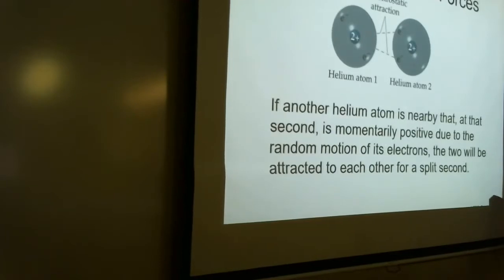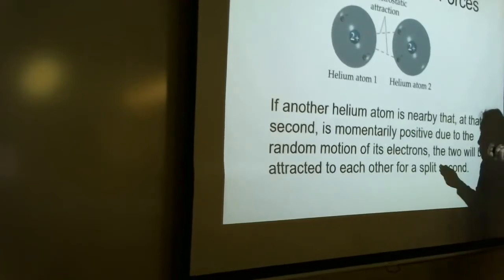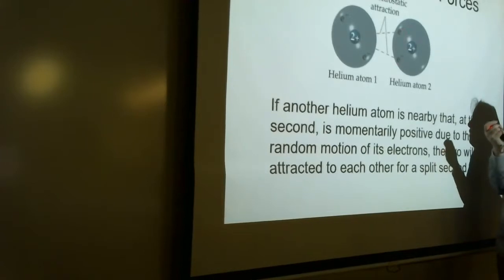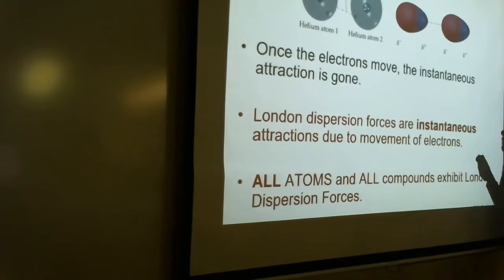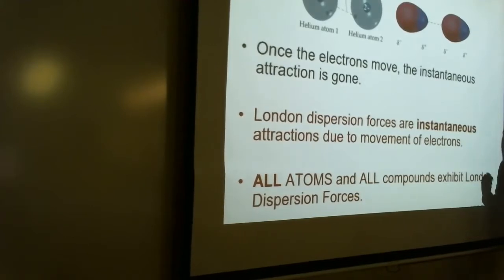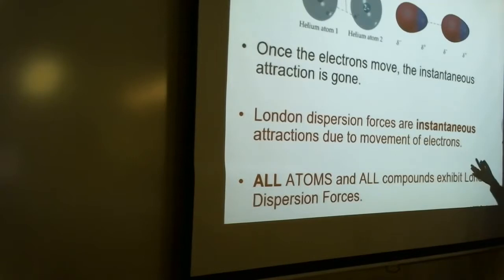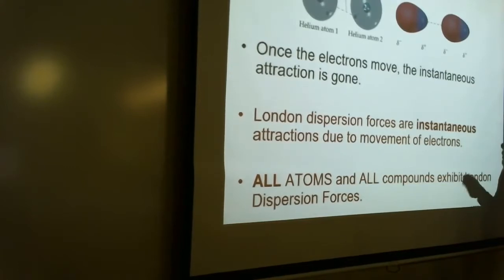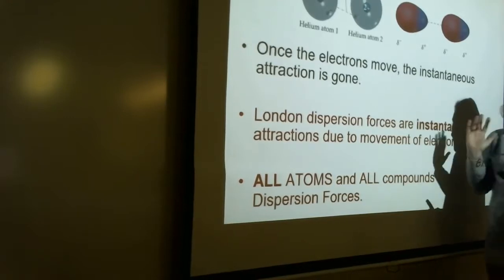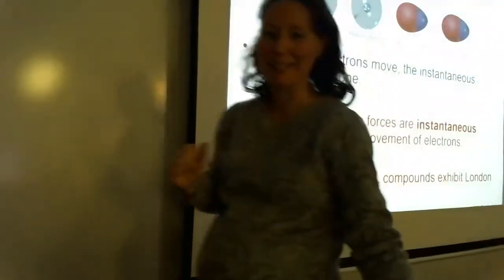But let's pretend that atom number 2 was nearby and its configuration was slightly different. Then those 2 could be attracted to each other. Now those are 2 atoms that you would not otherwise expect to be attracted to each other. But for that split second, those 2 atoms that otherwise would never in 100 years be attracted to each other are. And that's what's behind London forces. London forces are based on the random instantaneous attractions. We call it an instantaneous dipole.